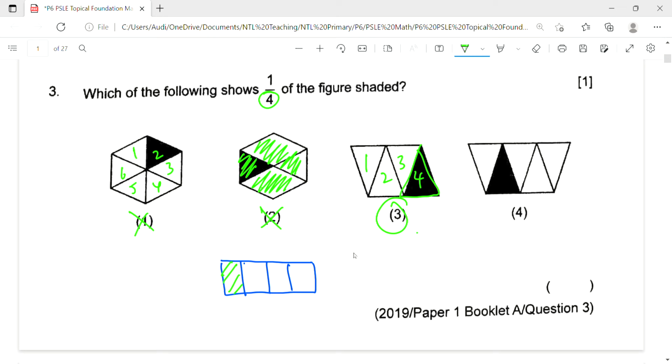We want to confirm our answers, so we look at number 4. How many parts are there? 1, 2, 3, 4, 5. 5 parts, not 4 parts. So our answer cannot be number 4. So our answer is number 3.